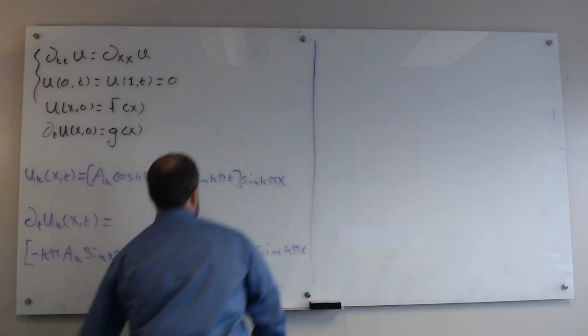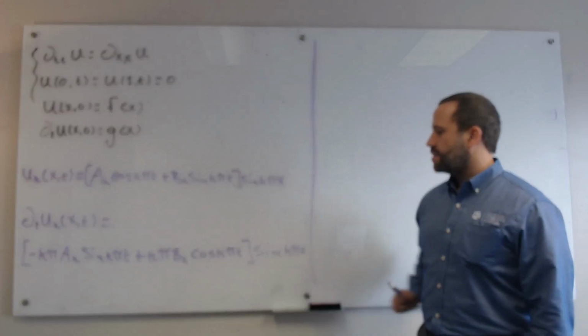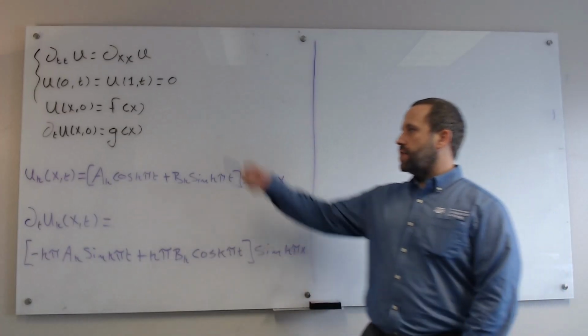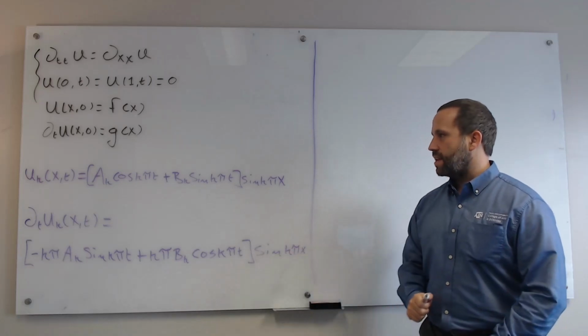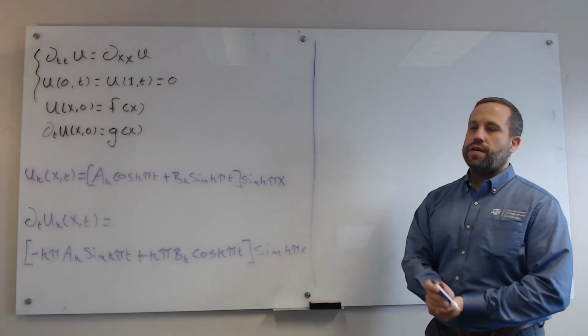Okay, so now if you plug in t is equal to 0, you get k pi bk times sine k pi x. And so if g of x happens to be equal to that, then this is going to satisfy that equation as well, or that initial condition as well.